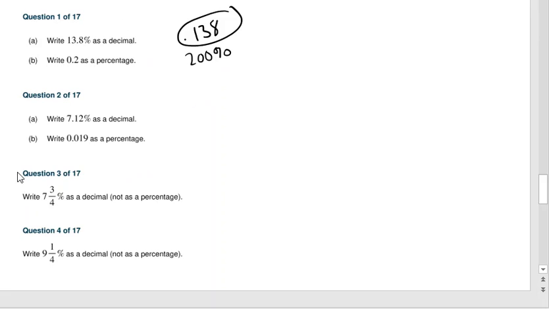Okay, let's go ahead and look at question number 3. It says write 7 3/4% as a decimal, not as a percentage. Well, 3/4 is the same as 0.75, so 7 3/4 is 7.75. If you're going to rewrite this as a decimal, we need to divide this by 100, which means really the decimal places are just going to move 2 places to the left. So this becomes 0.0775.